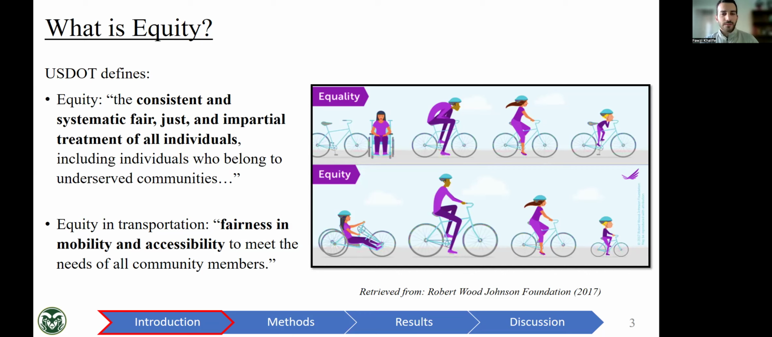In transportation specifically, it's about the fairness and distribution of benefits, which are basically the mobility and accessibility resulting from all these transportation systems around us. And this is a nice picture on the right that shows the difference between equality and equity in terms of transportation. There's the picture with the books and people standing on them, and this is in terms of transportation and the bikes.